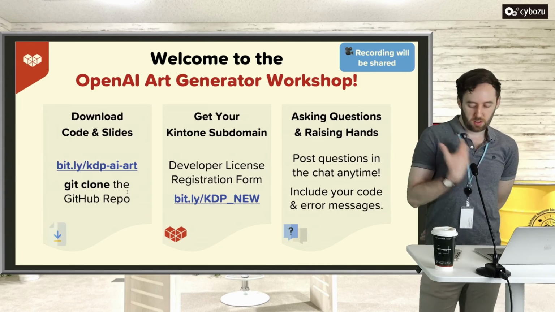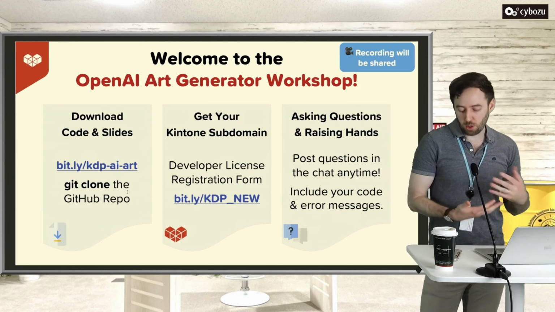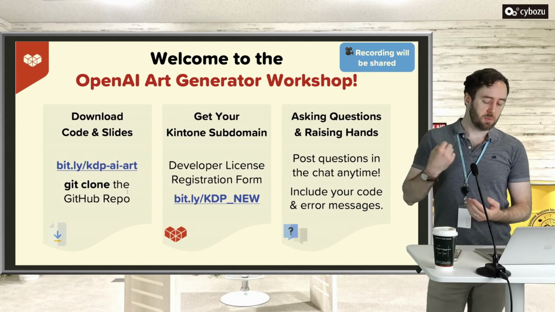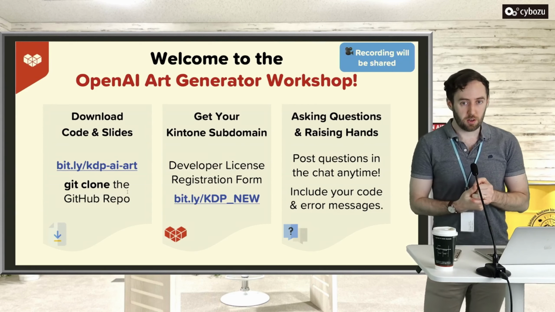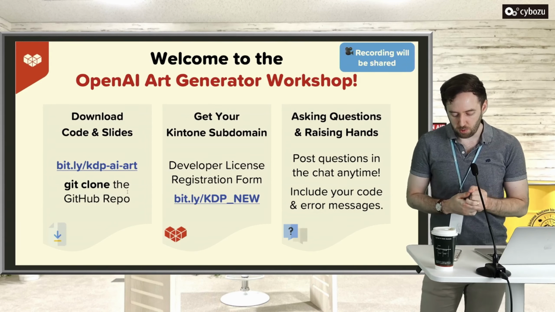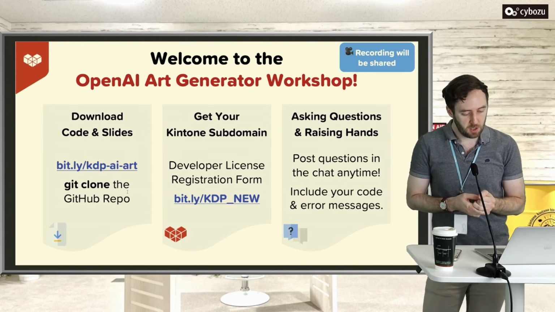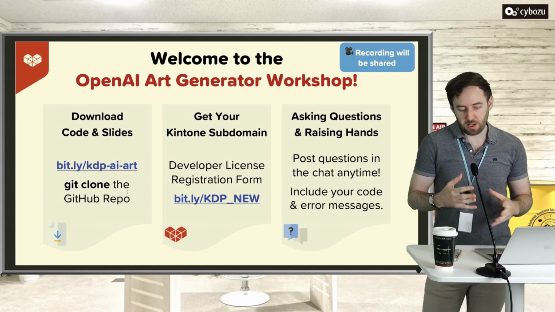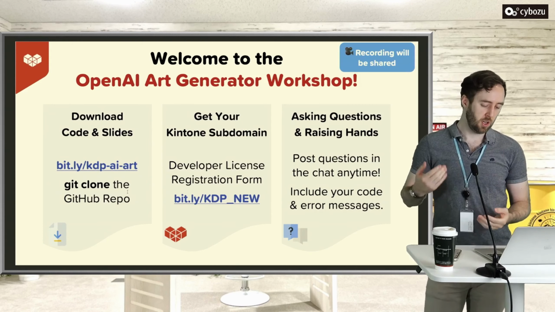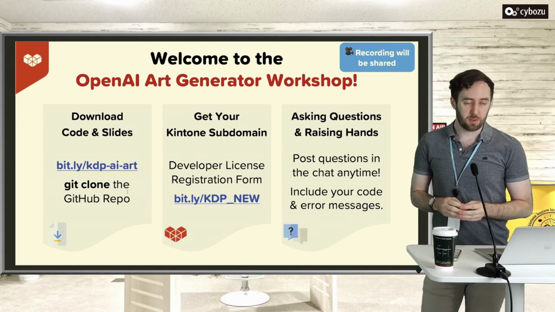First, we're going to be cloning a GitHub repo. We have some code ready. Then we are going to be getting a Kintone subdomain, our free developer license. It's going to work as our backend database this time. And we'll set up the database. It'll go real fast because Kintone's great, in my opinion. And after that, we're going to get into coding.